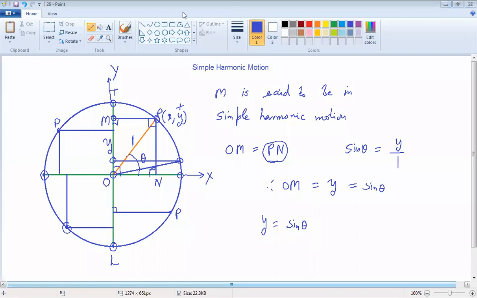Yes, anyone? Sir, kindly repeat it. Okay. Y coordinate means which can be positive upwards and which can be negative downwards. It can give you the displacement of the point M. What is displacement? I have already talked about displacement. Displacement is distance together with the direction.